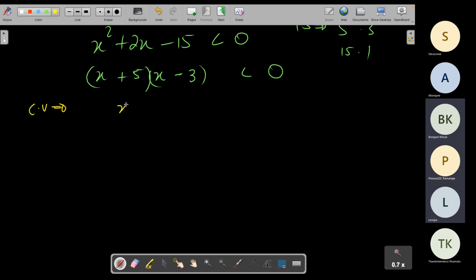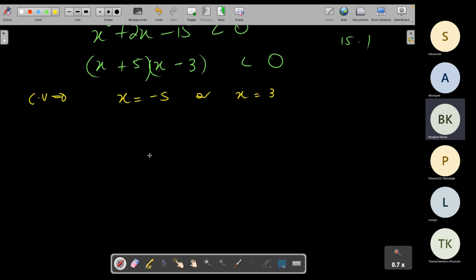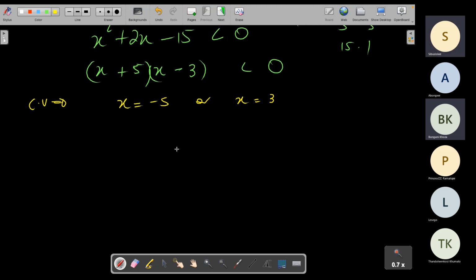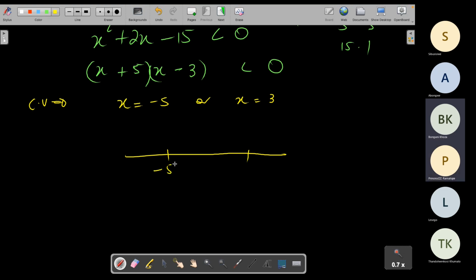X is equal to negative 5, or X is equal to 3. Then from here, what's our next step? Underline. Put negative 5 there, put 3 there.